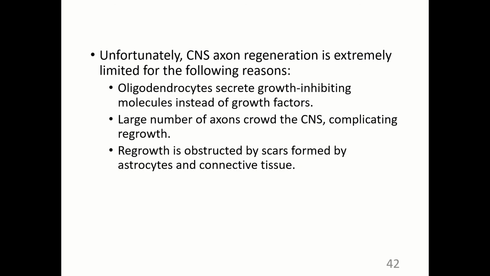Unfortunately, central nervous system axon regeneration is extremely limited for the following reasons. Oligodendrocytes secrete growth-inhibiting molecules instead of growth factors. A large number of axons crowd the central nervous system, complicating regrowth. And regrowth is obstructed by scars formed by astrocytes and connective tissue.